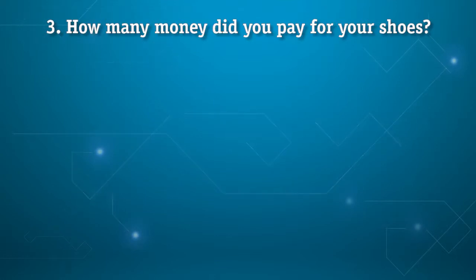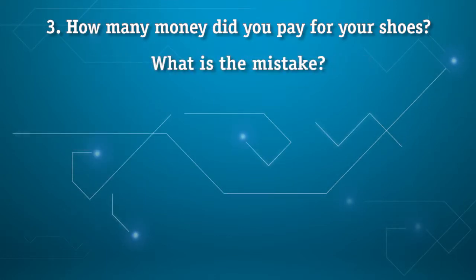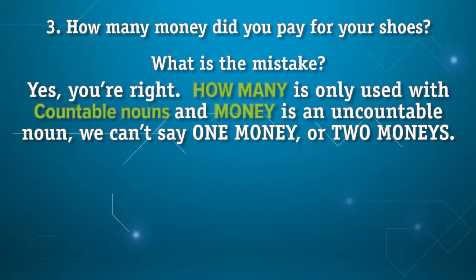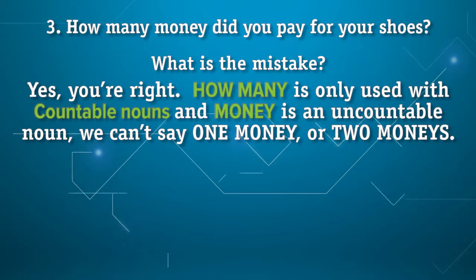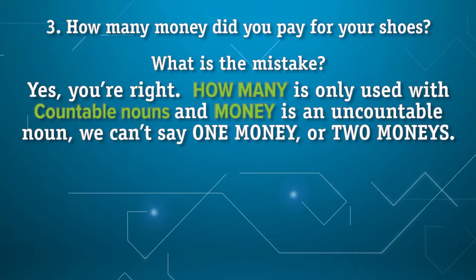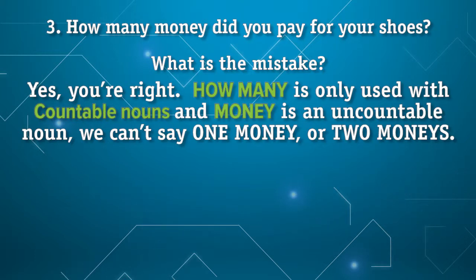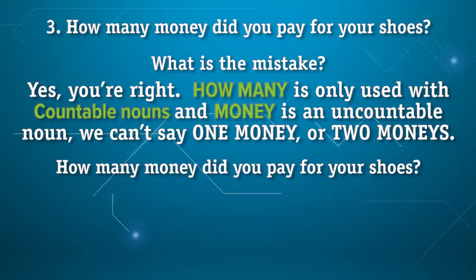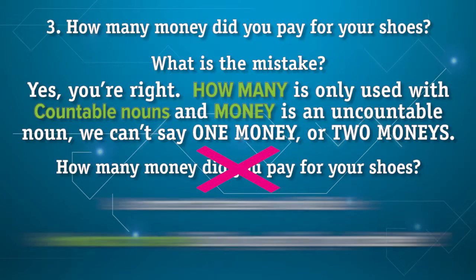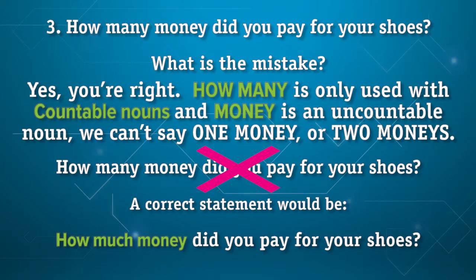3. How many money do you pay for your shoes? What is the mistake? Yes, you're right. How many is only used with countable nouns, and money is an uncountable noun. We can't say 1 money or 2 monies. How many money do you pay for your shoes is wrong. A correct statement would be, how much money do you pay for your shoes?